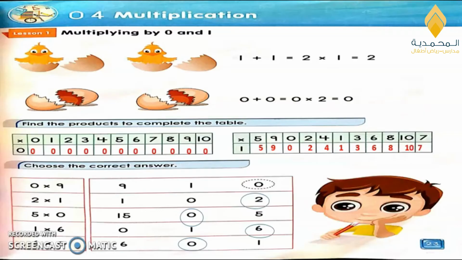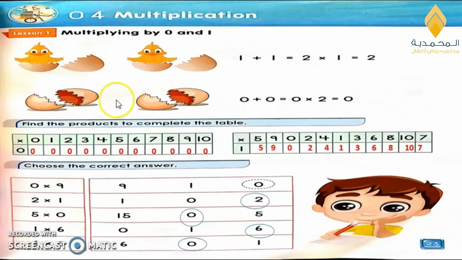Now open your book at page 23. We're going to answer the questions. As you can see, we have here 2 eggs, and inside each egg there is 1 chick. So the number of groups is 2, right? 2. And the number of objects is 1. So 2 times 1 equals 2. We have 1, 2 chicks.